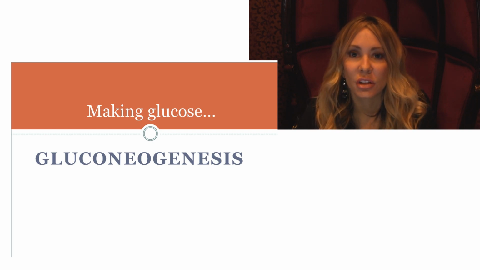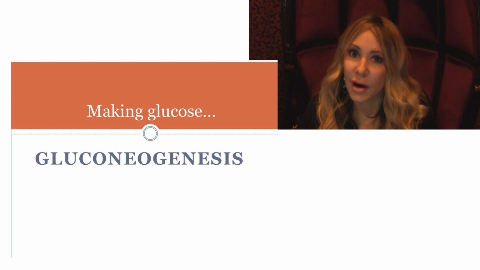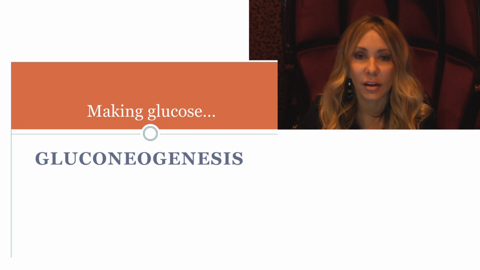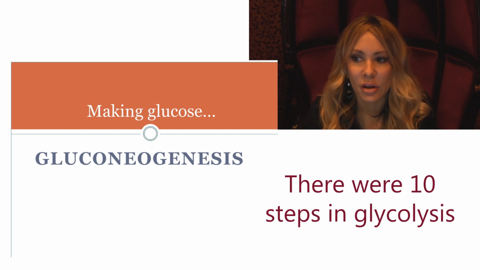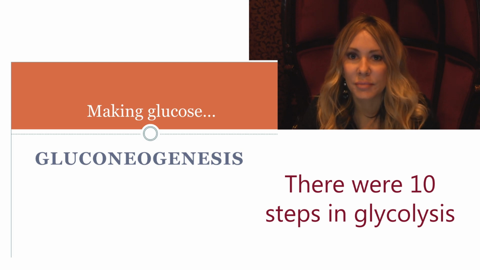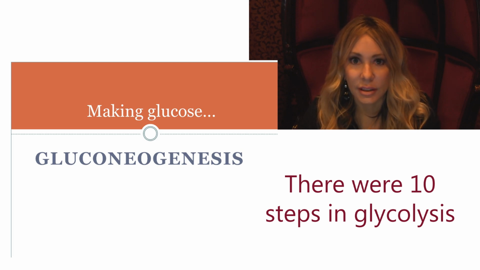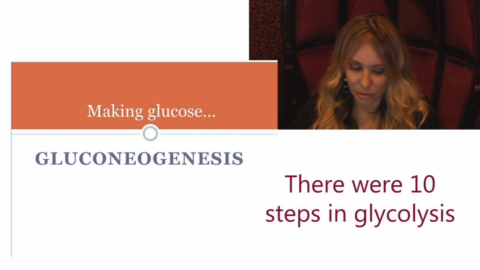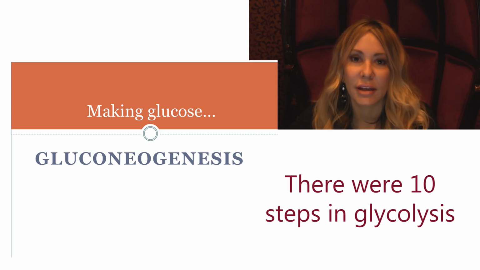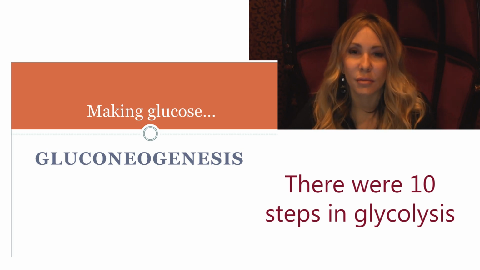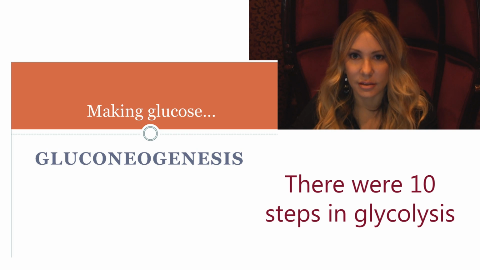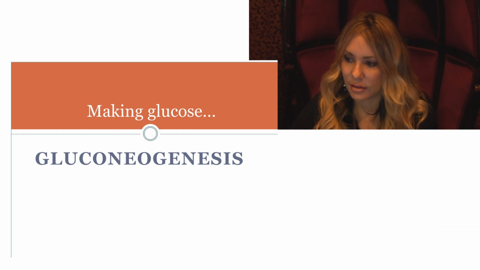Gluconeogenesis is the production of glucose from a non-carbohydrate precursor, maybe pyruvate, that was produced in glycolysis and will not be used for aerobic respiration. Maybe the cell needs more glucose, so it will activate gluconeogenesis, and at the same time it will inhibit glycolysis. So let's go through these steps.